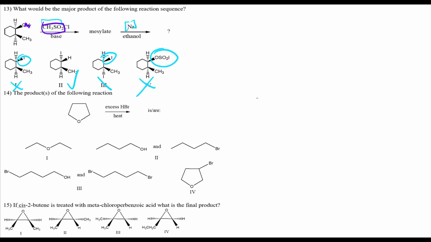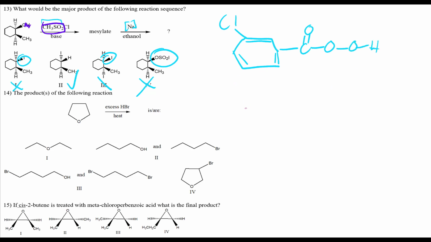Number 15. If cis-2-butene is treated with metachloroperbenzoic acid, what is the final product? So first of all, you have to know what metachloroperbenzoic acid is, and it's actually pretty fun to draw. Personally, I think it's fun to draw, if I can remember it correctly. It's like this. Then we have kind of a benzene ring right here. Then we have that. Skip one, boom. Then we have a carbon that's double bonded to an oxygen. That oxygen has another oxygen that has an alcohol right there.